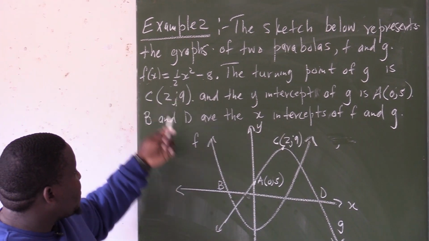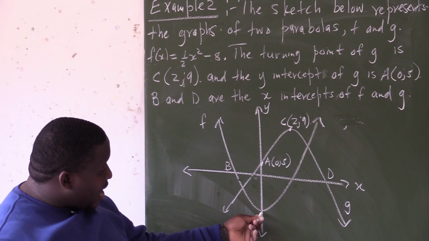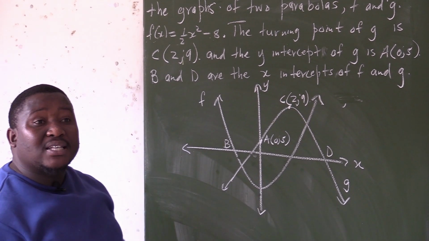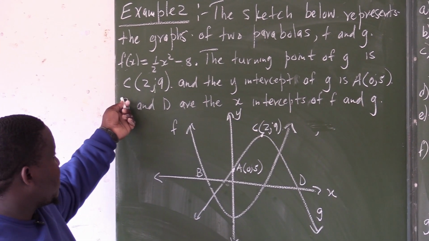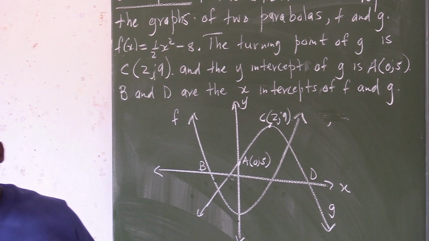I mean graph g, not graph f. It means this graph will have a negative 8 there. Then the turning point of g is given. There is my turning point, (2; 9).